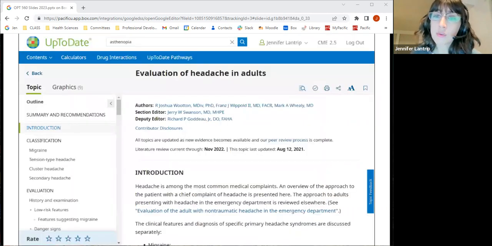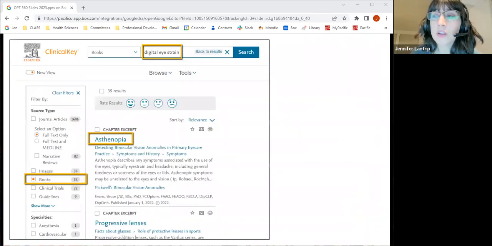UpToDate is a point of care source and is used by medical professionals to quickly access information about a specific condition and see recommended treatments and other information. ClinicalKey is another excellent source. It provides research studies, but also has a lot of background sources.